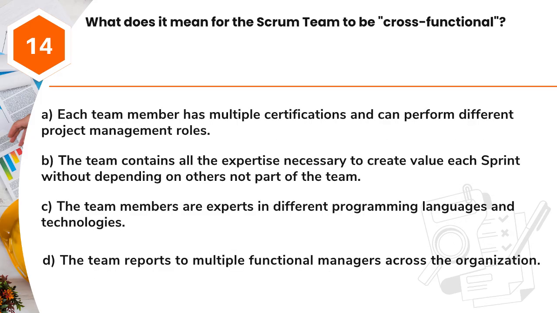Question 14. What does it mean for the Scrum team to be cross-functional? A. Each team member has multiple certifications and can perform different project management roles. B. The team contains all the expertise necessary to create value each sprint without depending on others not part of the team. C. The team members are experts in different programming languages and technologies. D. The team reports to multiple functional managers across the organization.